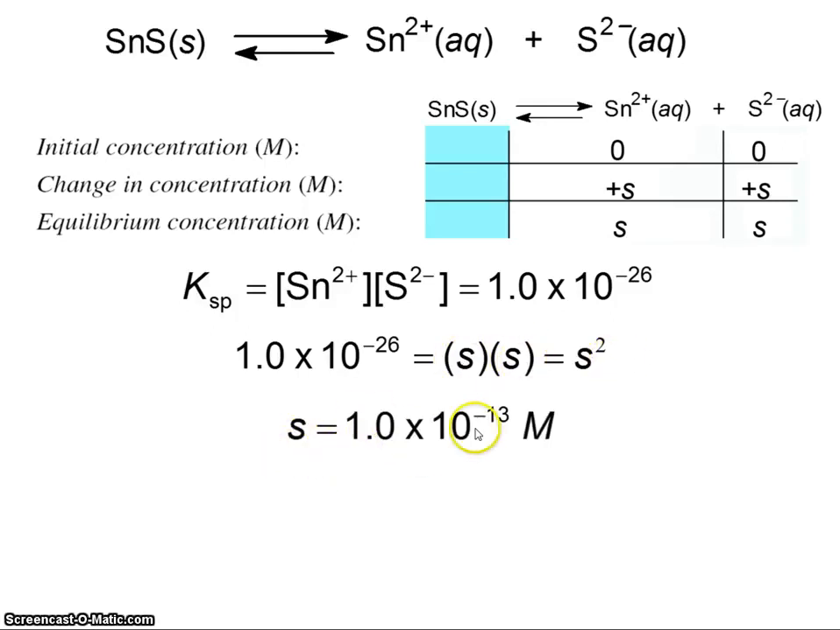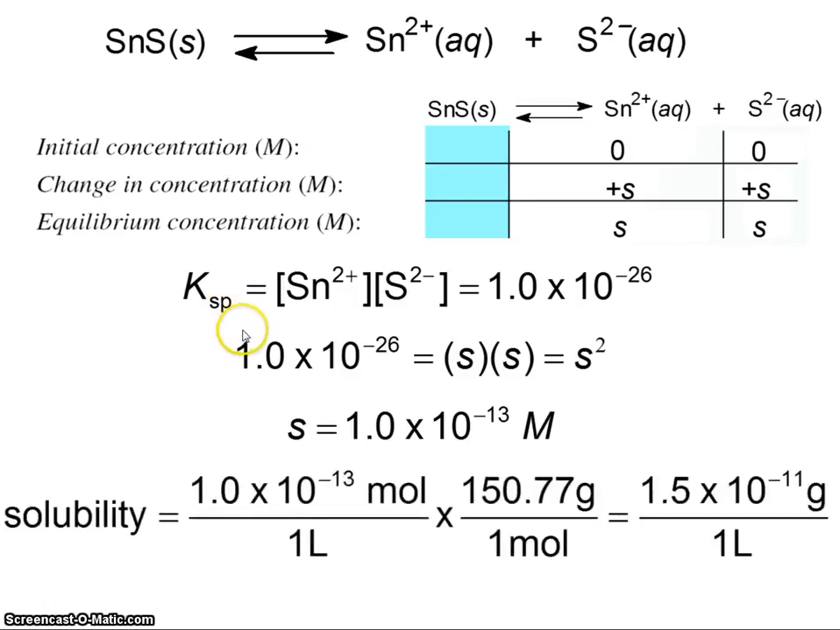I'm going to take the square root of that, and I'm going to end up with 1 times 10 to the minus 13 molar. So I've got 1 times 10 to the minus 13 moles per liter of tin 2 plus and 1 times 10 to the minus 13 moles per liter of sulfur 2 minus. If I want the solubility, I need to convert that into grams per liter. So I'm going to go 1 times 10 to the minus 13 moles per liter times the molar mass, 150.77 grams per mole, equals 1.5 times 10 to the minus 11 grams per liter.